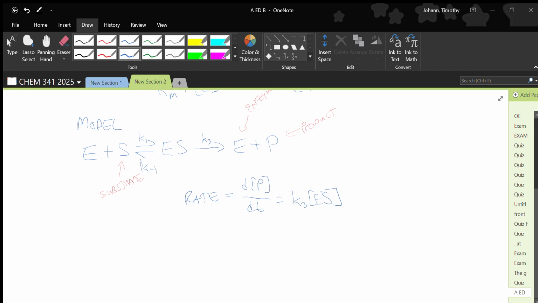Okay, so we need to get rid of this ES. Unfortunately, getting rid of the ES is a bunch of algebra, but it is just algebra, all right? We made a simple model. We have an assumption that we have small amounts of enzyme compared to our substrate. And now we're just going to do algebra to it. We'll make one more assumption, and we're going to come up with that Michaelis-Menten equation.